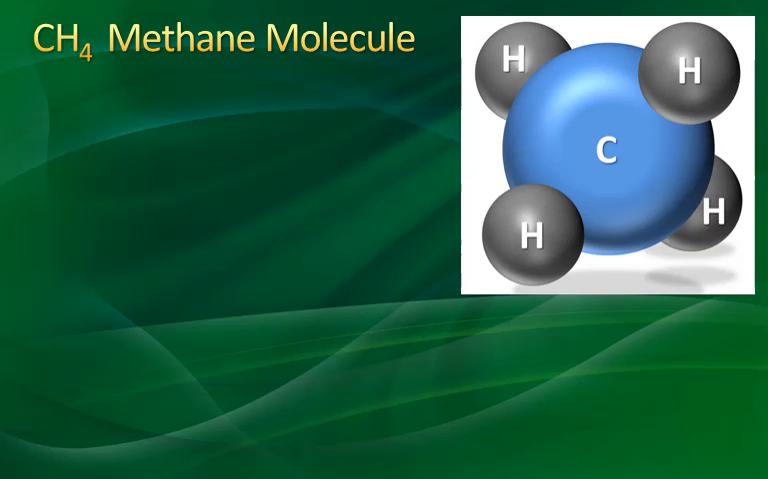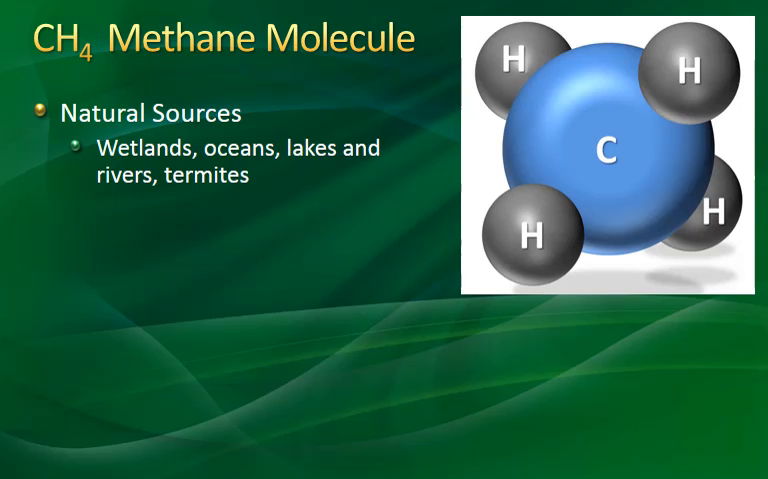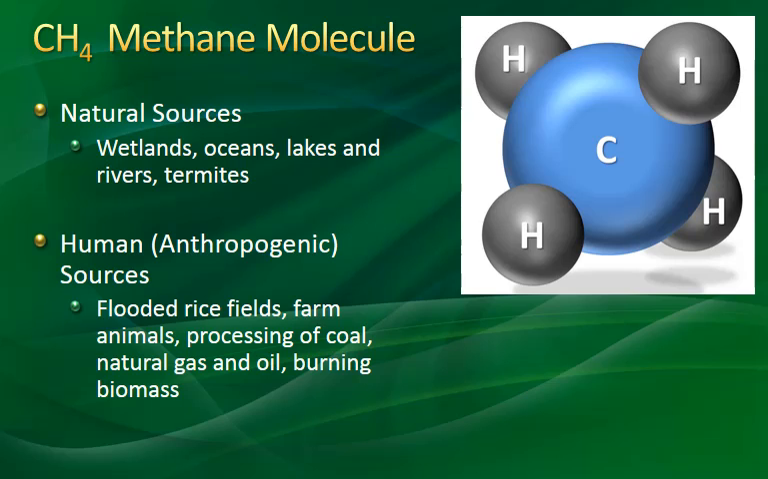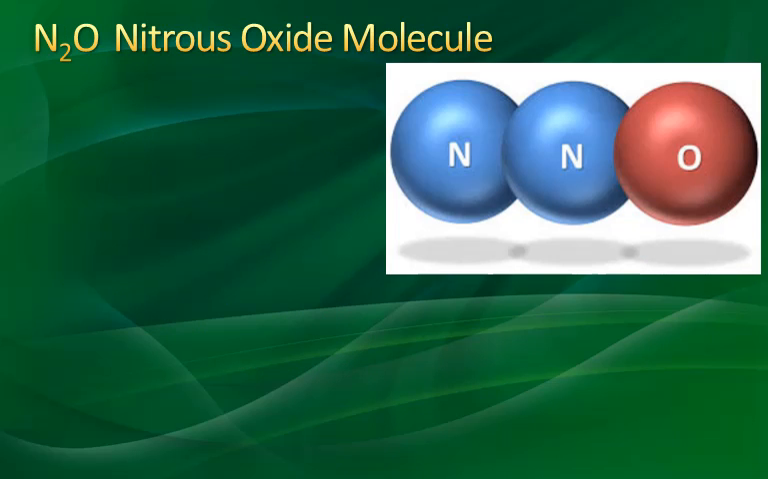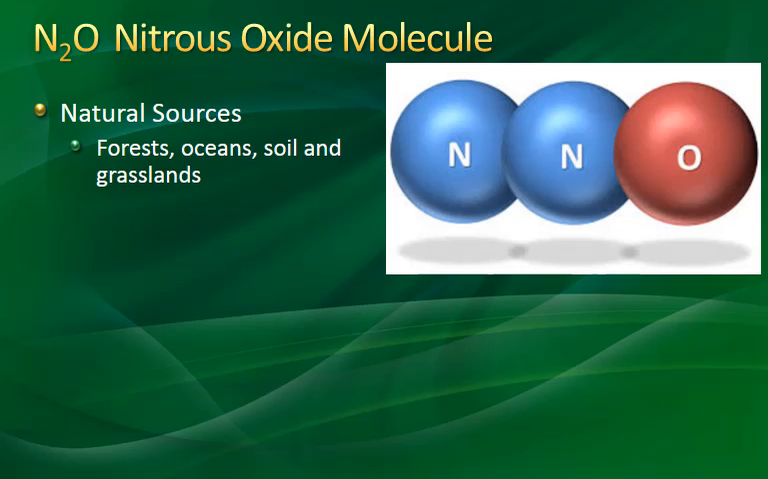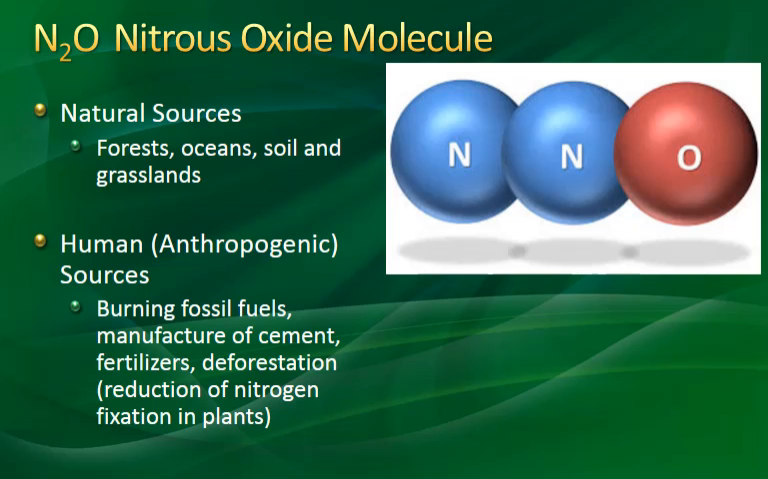We have methane, CH4, and some sources of that: wetlands, oceans, lakes, rivers, even termites. Human sources: flooded rice fields, farm animals, processing of coal, natural gas and oil, burning biomass. Okay. Nitrous oxide as well, so some natural sources: forests, oceans, soil and grasslands, and some human sources: burning fossil fuels, manufacture of cement, fertilizers, deforestation, reduction of nitrogen fixation in plants.